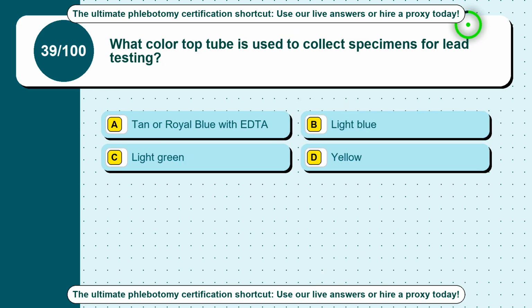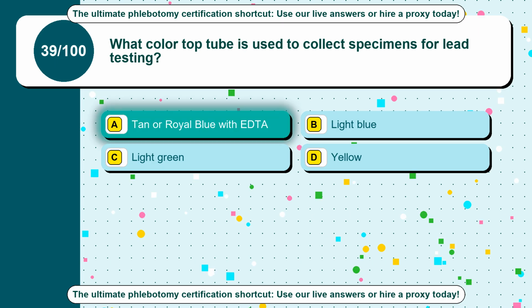Question 39. What color top tube is used to collect specimens for lead testing? Option A. Tan or royal blue with EDTA. Option B. Light blue. Option C. Light green. Option D. Yellow. The correct answer is option A.